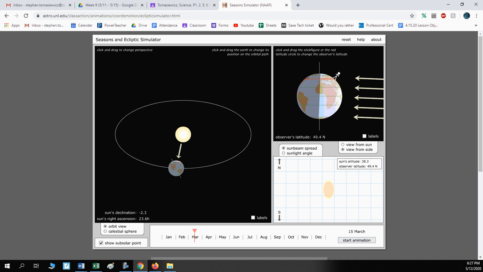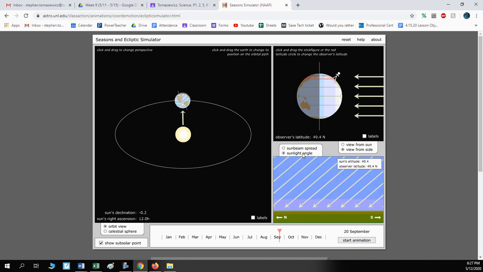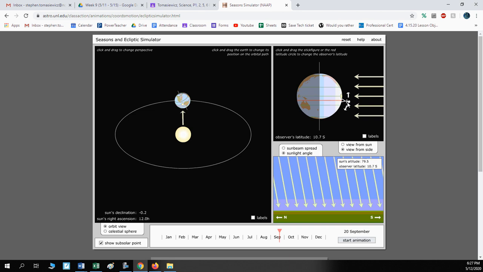We're going to pause the animation on September 20th. So I'll take my slider down here and find September 20th, way over here: 18, 19, 20. Okay, what happens to the sun's rays as you move the person up and down the globe? You're going to be taking a look at the sun's rays here, and what happens to them as you move them up and down the globe.